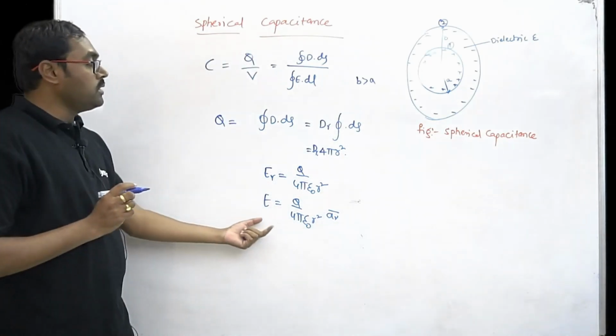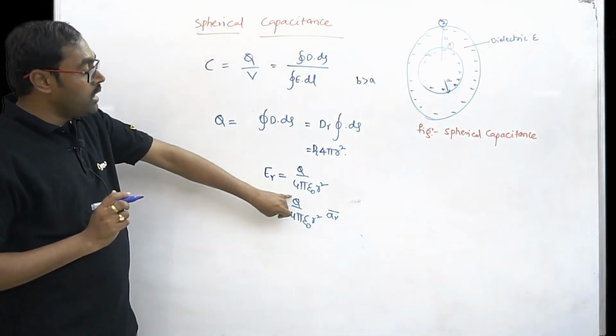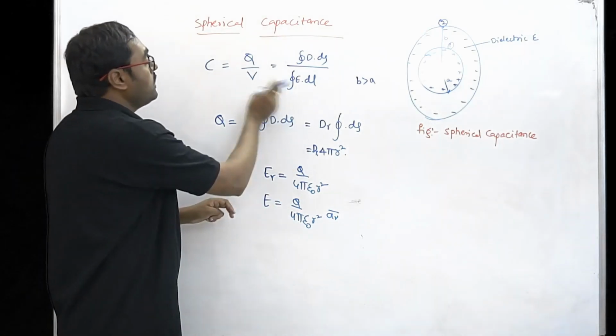Here this should be the E value. In this E value, the Q value is also there. Then we can substitute it in the V equation.